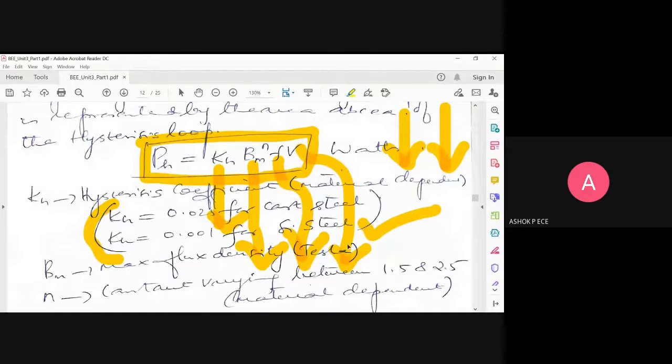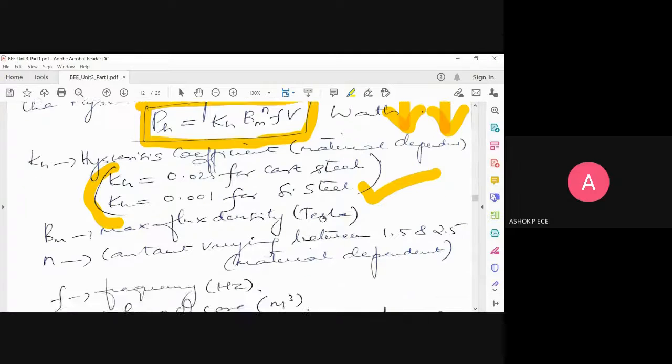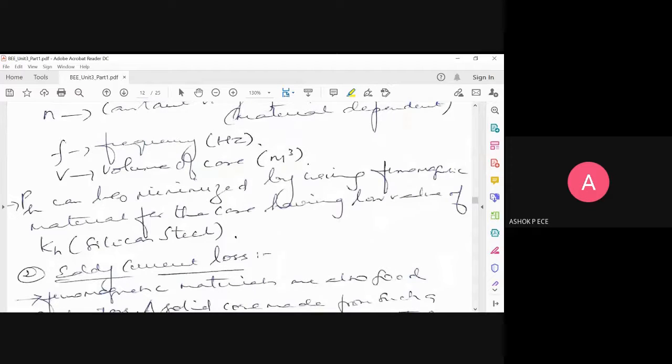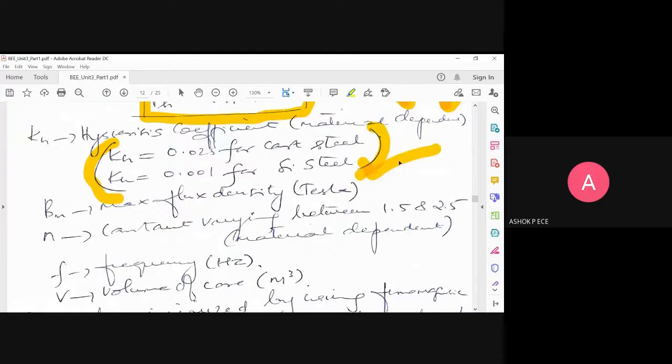But if you make your circuit smaller and smaller, it cannot handle high voltage. So naturally, one option is getting ruled out. I cannot touch f, I cannot touch V, I cannot touch B because it is not in my hand. So what is in my hand? Kh. Only by choosing a material having a low value of Kh, I can reduce the hysteresis loss. So see the conclusion: hysteresis loss can be minimized by using ferromagnetic material having a low value of Kh. Among the two types of materials we have seen, silicon steel has the low value of Kh, so it is most preferred in transformer circuits.